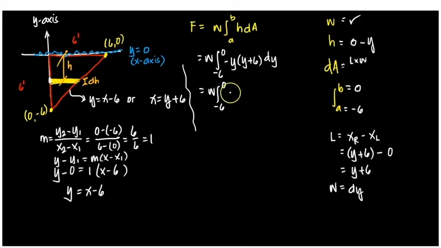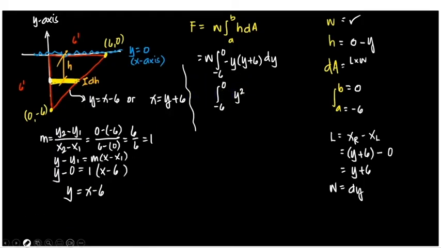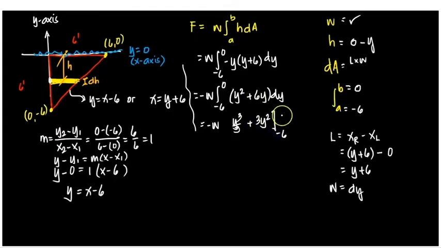So let's distribute this first. Integral from -6 to 0 of -y times (y plus 6) dy. Let's bring out the negative. So that's negative W integral of y squared plus 6y dy, negative W, that's y cubed over 3, plus 6y squared over 2, so 3y squared, coming from -6 to 0. And then just solve for this one.